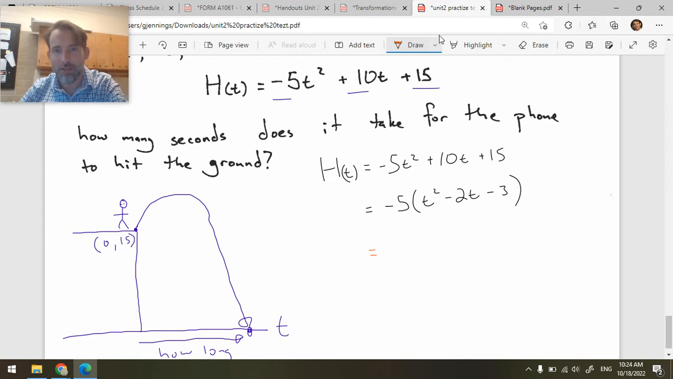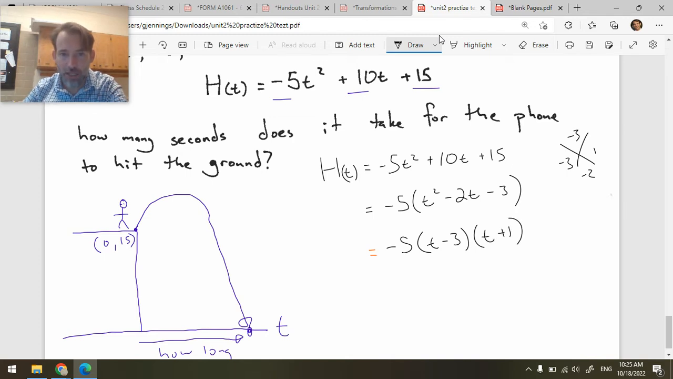Okay, equals, let's go back into black algebra mode. All right, negative 5. I notice that this can factor. Numbers that multiply to negative 3 and add to negative 2 happen to be negative 3 and 1. All right, so we just put those into the brackets, t minus 3 and t plus 1. I now recognize that h of t has been written in fully factored form. Negative 5 is a stretch factor. No problem. It's opening downwards. It's stretchy. Cool.